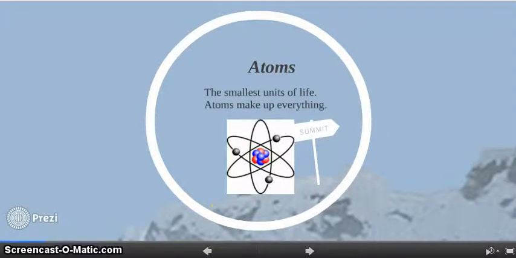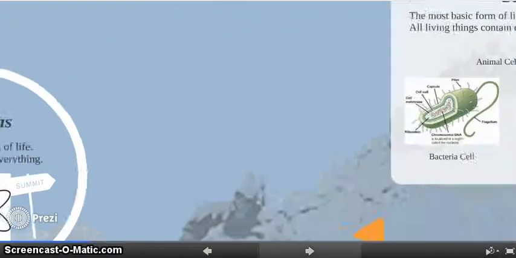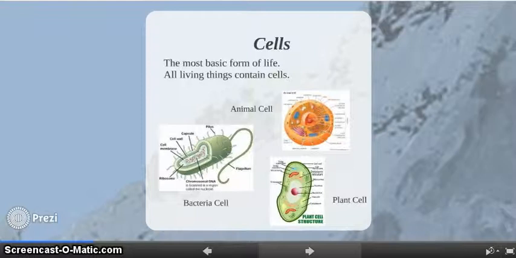When a bunch of atoms come together, they make up a cell. A cell is very important. They make up all living things. They are very complex, with lots of structures that help keep you alive. Cells are very small, but they are everywhere. Plants, animals, and even bacteria are made up of cells.